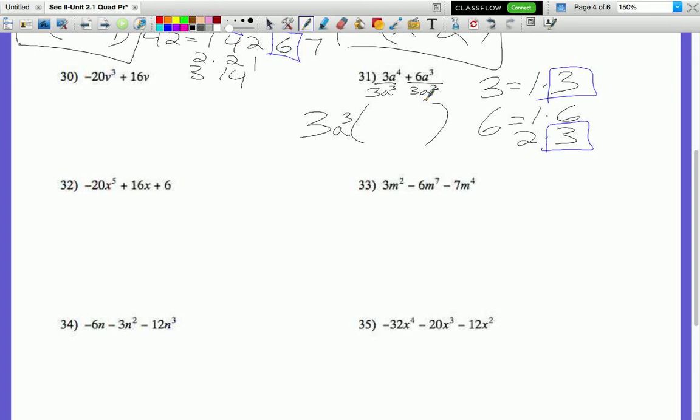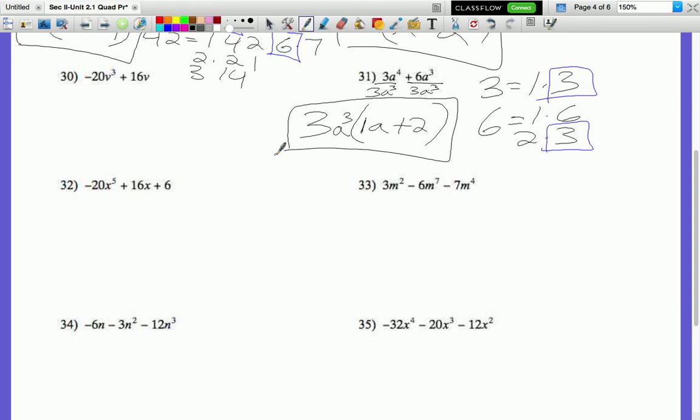So you deal with the numbers first. 3 divided by 3 is 1. You can write the 1 if you would like to. If not, you can leave it out. A to the 4th divided by a cubed, we subtract exponents. 4 minus 3 is 1. We have an a left over. Plus 6 divided by 3 is 2. A cubed divided by a cubed. 3 minus 3 is 0. A to the 0 is 1. We have our answer. We can check it. 3a cubed, if we multiply it back in, we should get the exact same starting equation. So that is greatest common factor, pulling out the biggest number or biggest number of variables that we can.